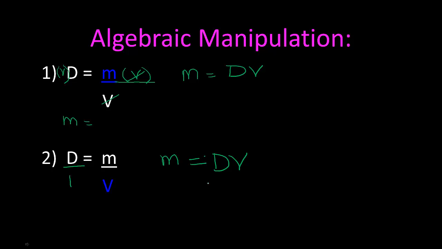Volume is still not all by itself. We need to get rid of the d. In order to do that, we have to do the opposite. It's d times v, so we're going to divide each side by d. The d's go away over here because d divided by d is equal to 1. And we have v is equal to m divided by d.